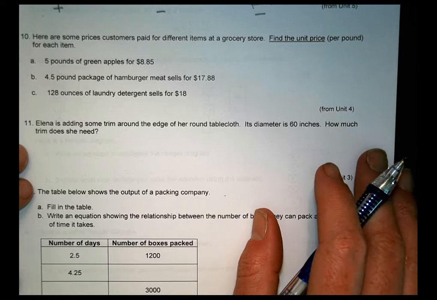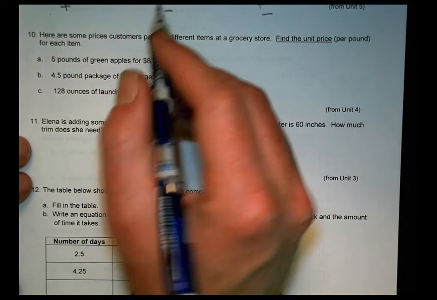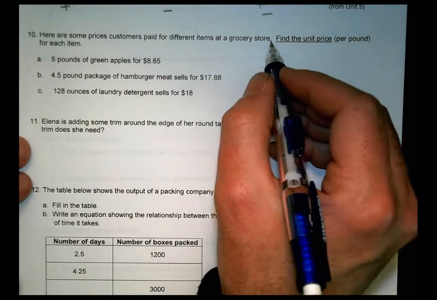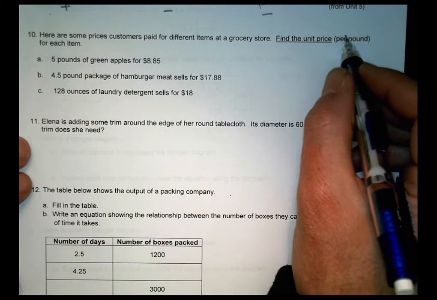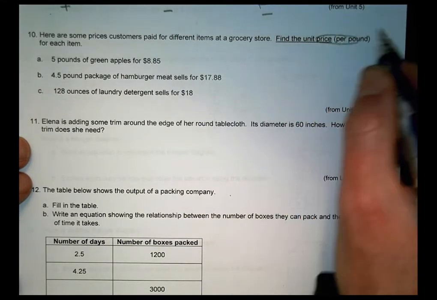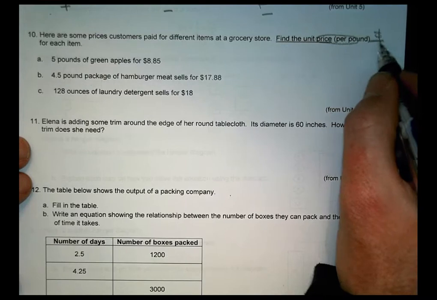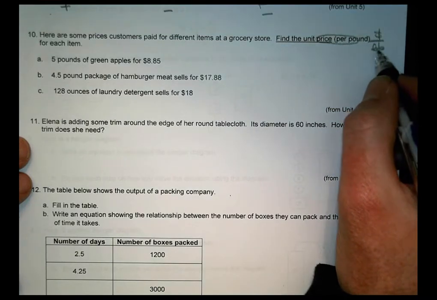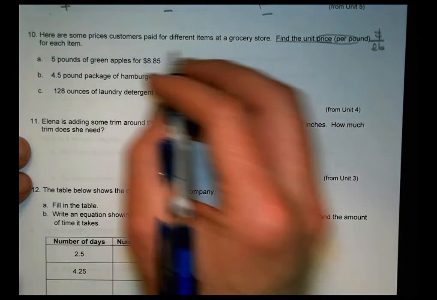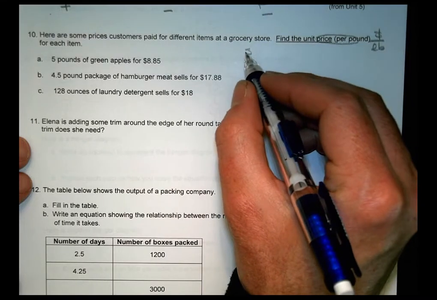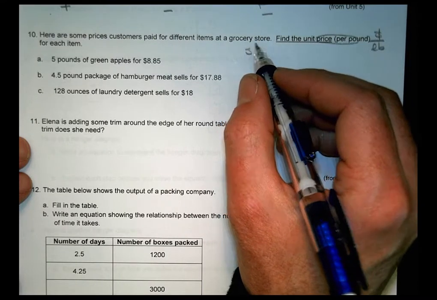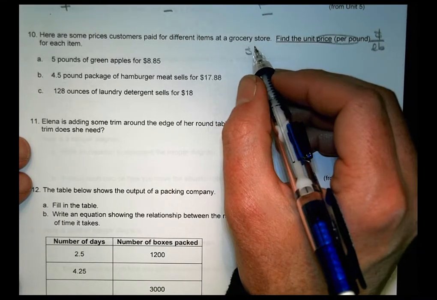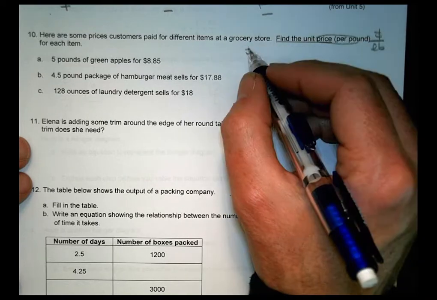Alright, number 10. It says here are some prices customers pay for different items at a grocery store. Find the unit price per pound, or the price per pound. That is the price divided by the pounds, price per pound. So, in our case here, if we were to make a table, right, price per pound, well, don't worry about that part too much, but let's just see.